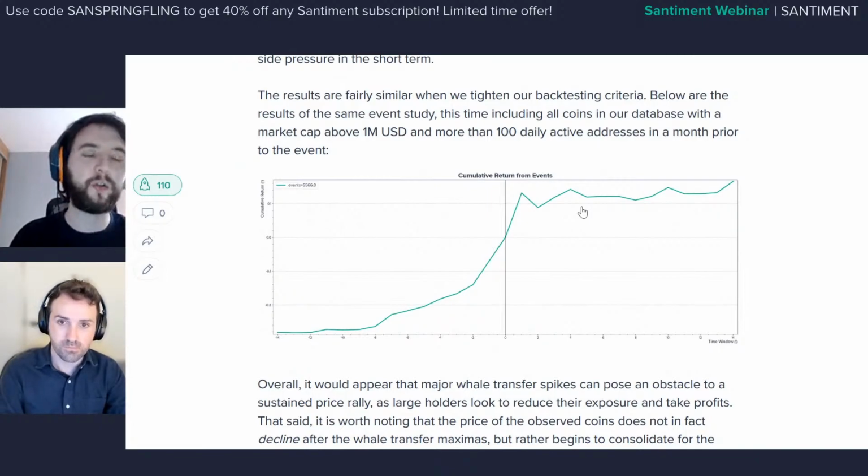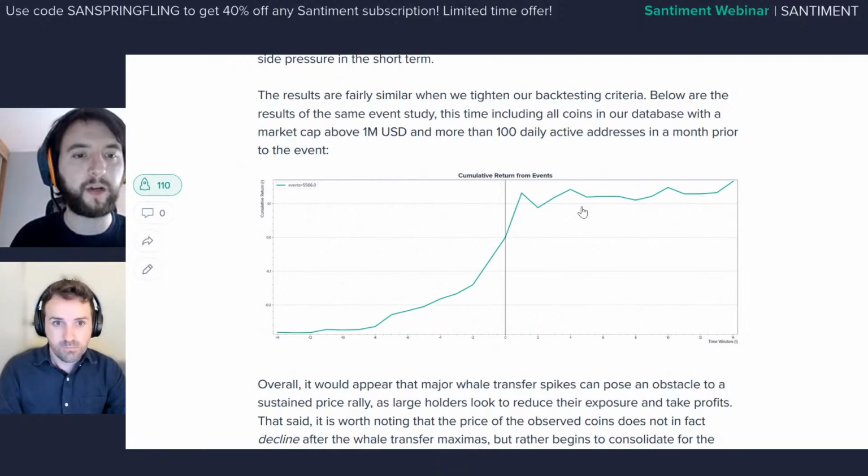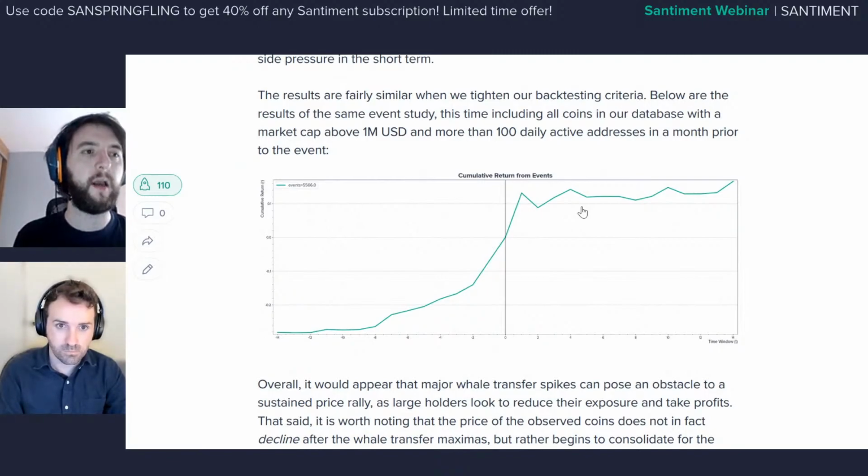Once again, even though the results are very early and the backtest has only been performed once, and we're looking at developing different backtests for this metric, it seems to suggest that the spike in whale transfers has, on average, a negative impact on the average price performance of the coins that we've analyzed.